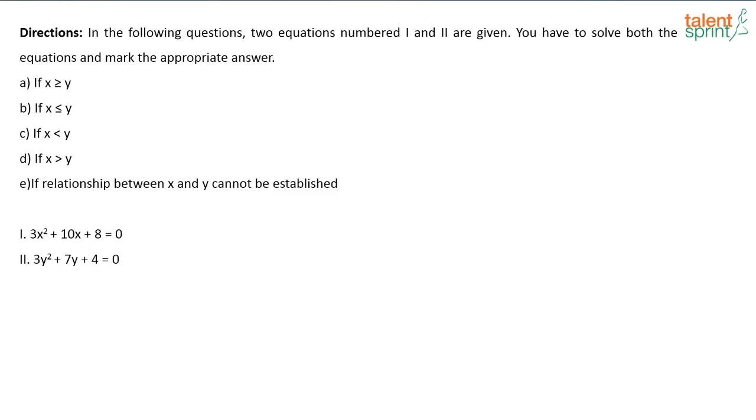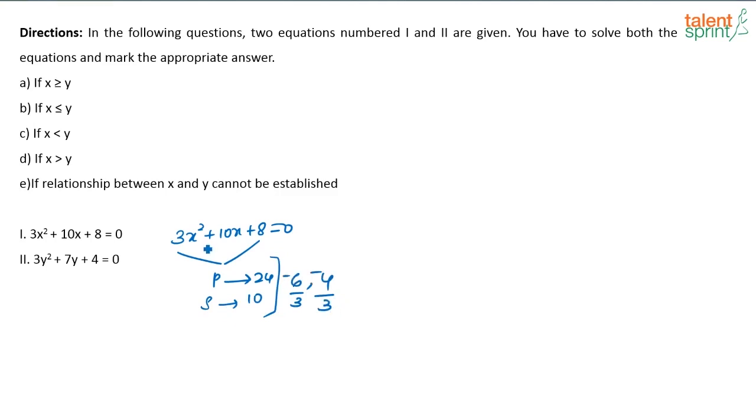Next one. 3x squared plus 10x plus 8 is equal to 0. 3y squared plus 7y plus 4 is equal to 0. So again, how will you do it? 3x squared plus 10x plus 8 is equal to 0. The product of two numbers is 24, the sum of two numbers is 10. What are the numbers? 6 and 4, right? So the roots are 6 by 3 and 4 by 3, both negative because plus plus here. I am using the sign table.